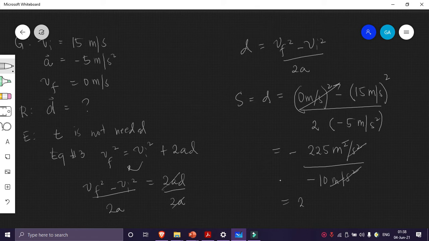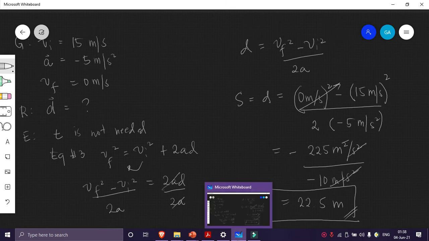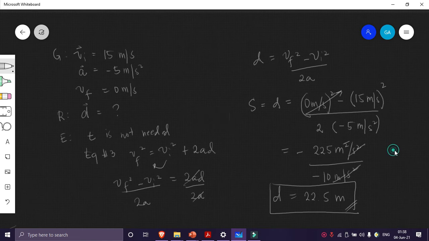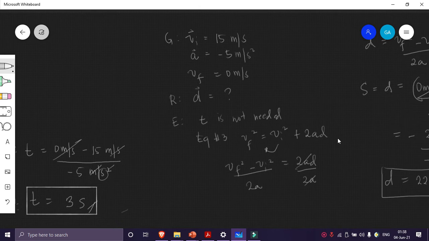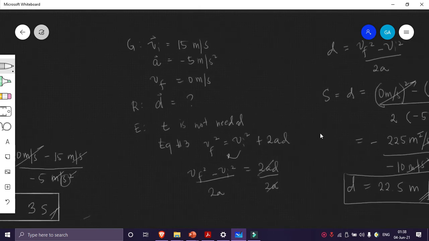That is 22.5 meters. This is the displacement na ita-travel ng jeepney hanggang sa mag-stop siya. So, I hope you get this one. However, pwede pa natin yung isolve ng gamit naman yung time na nakuha natin kanina, which is 3 seconds. Ayan. So, paano natin gagawin yon?